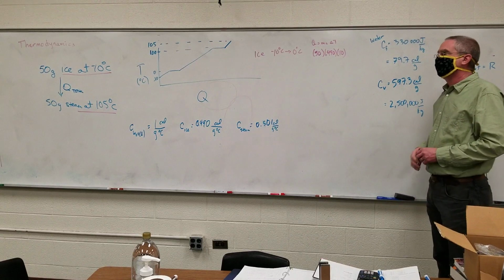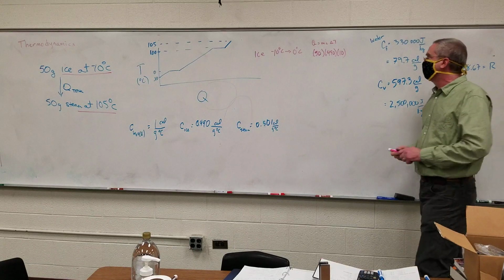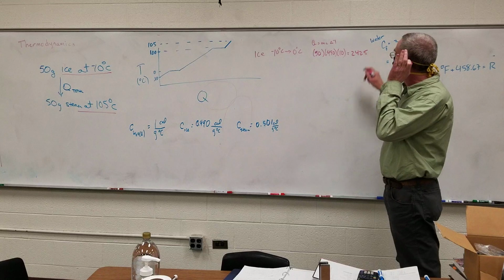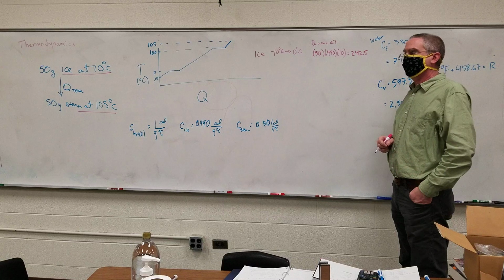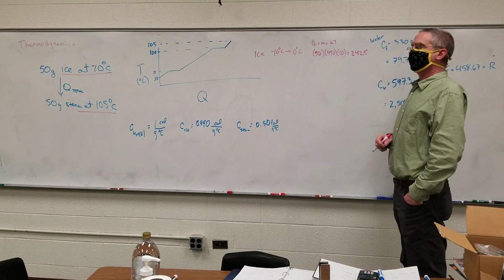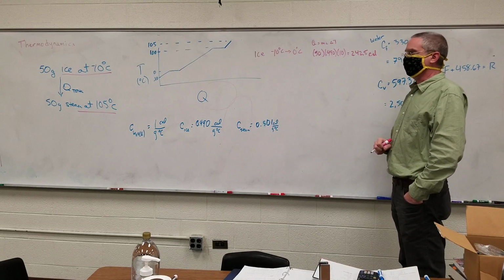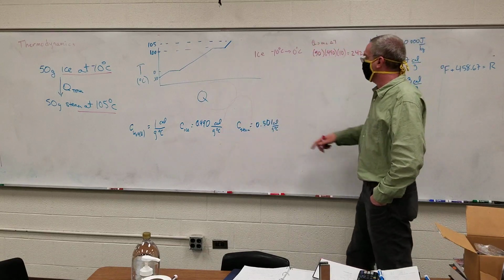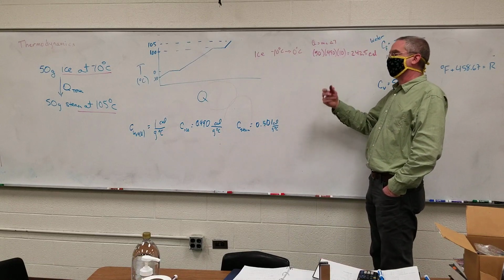So we're multiplying 50 times 0.490 times 10, and we got 24.5. Units? We are going to call those calories. As you should. The grams canceled out with these grams, and the degrees Celsius canceled out with those. All we're left with is calories.